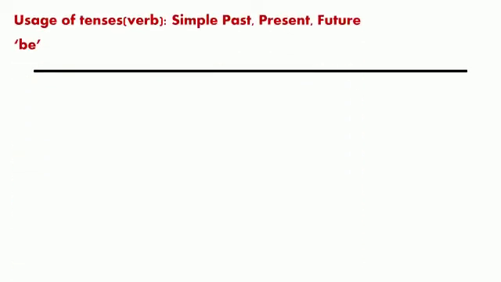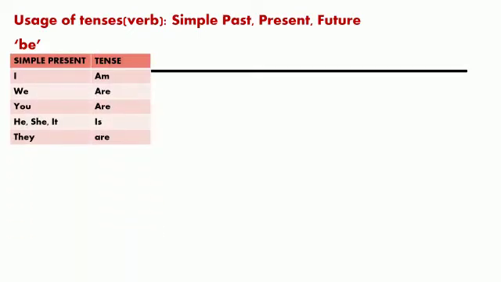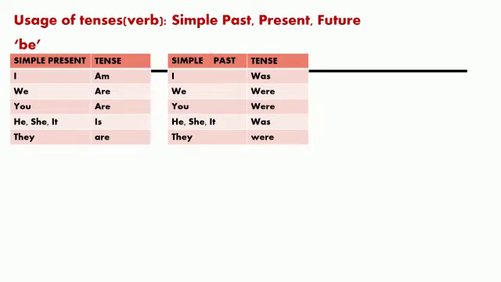Uses of the tenses: simple past, present, and future. For example, you have the verb "to be." In the simple present tense, when you say I, then you say am. You don't say "I is" or "I are." You say I am, we are, you are, they are, he, she, it is. So that's the way you say it.